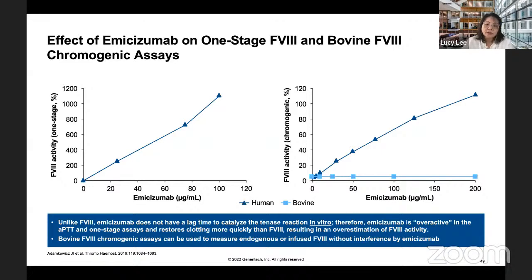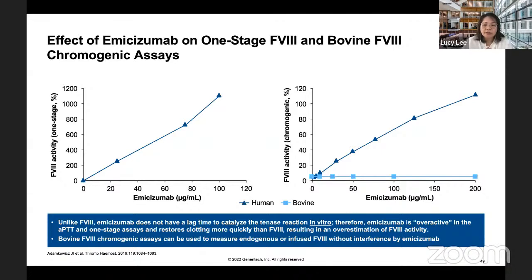On the right, you can see the effects of emicizumab on two types of chromogenic factor VIII assays. In the light blue is the effect on using a bovine chromogenic factor VIII assay, indicating that emicizumab exerts no impact on that assay because it does not bind to bovine proteins. And then in the darker blue, there is a concentration-dependent increase of factor VIII activity.